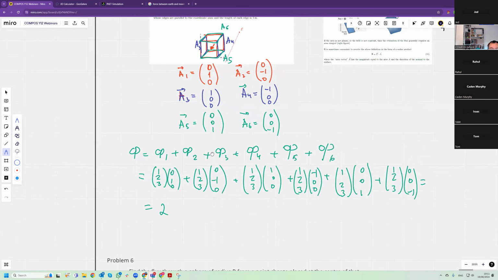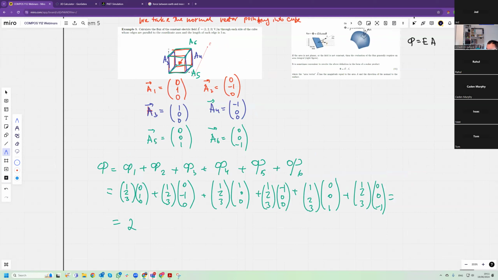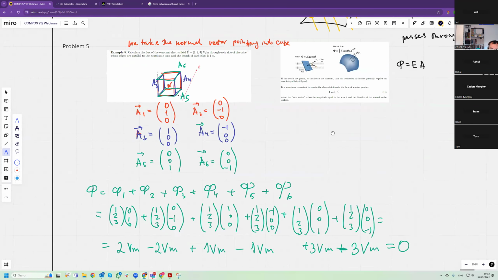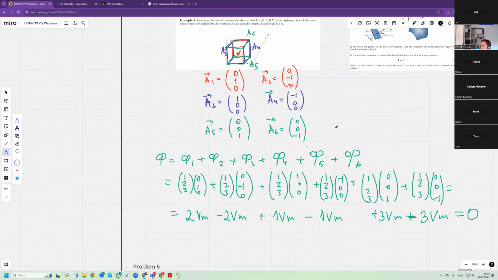Voltmeters. Is it voltmeters? Yeah, volt times meters. This is minus 2 voltmeters for phi2, plus 1 voltmeter minus 1 voltmeter, and this is plus 3 voltmeters and minus 3 voltmeters. And you can see that the total flux is 0. So the total flux through the cube is 0 because some of it is going in and some of it is going out.